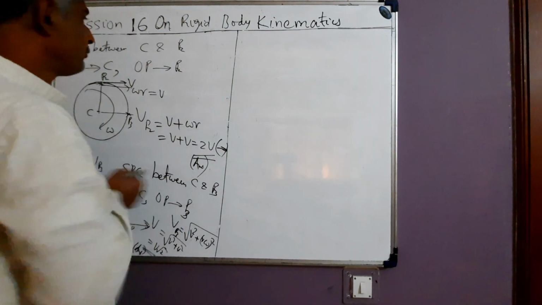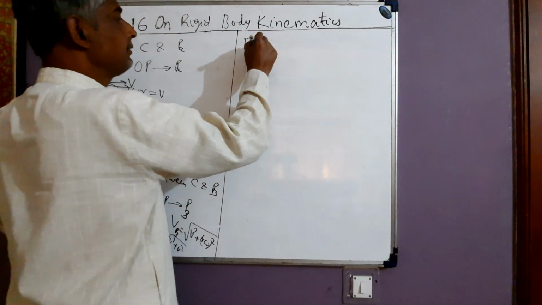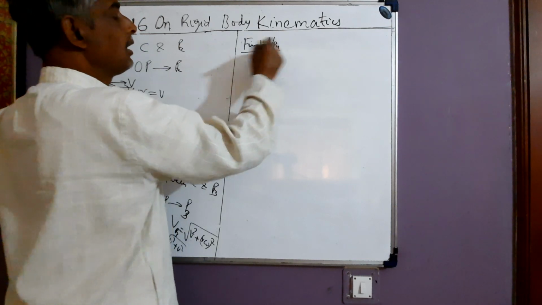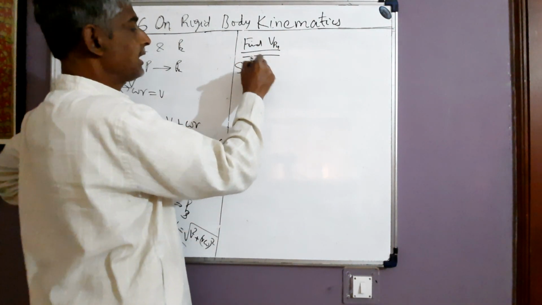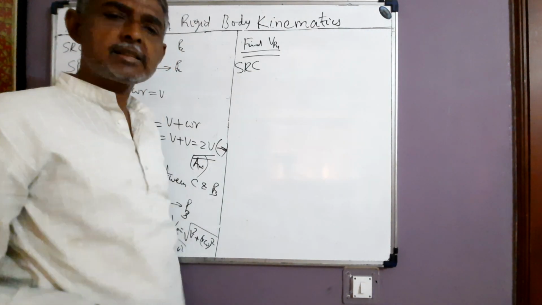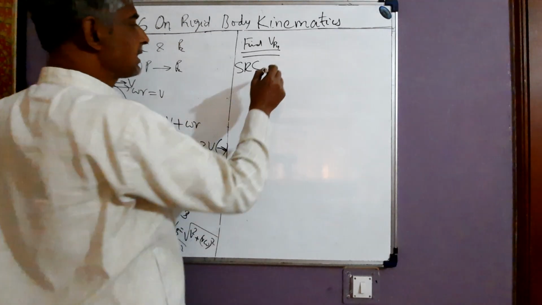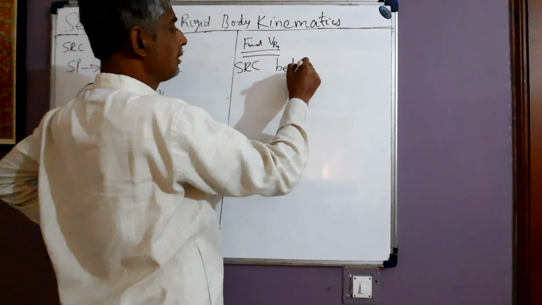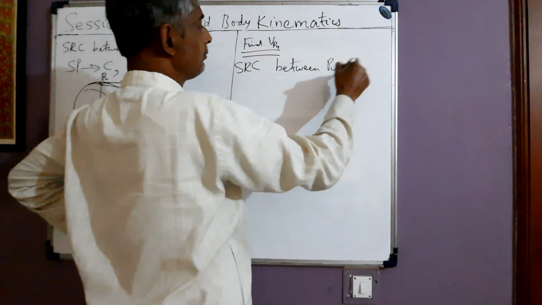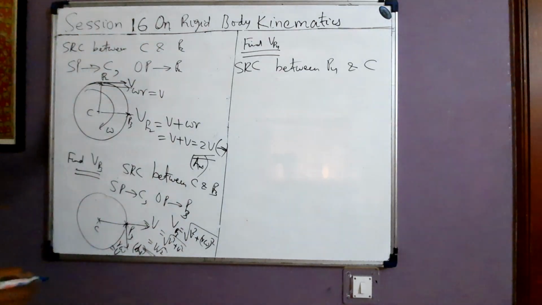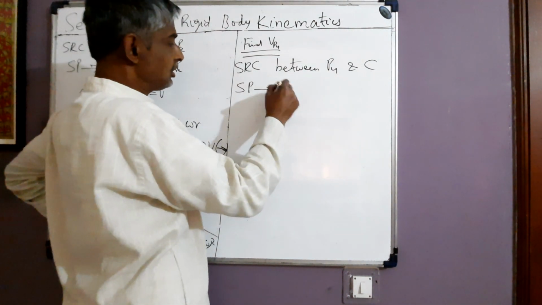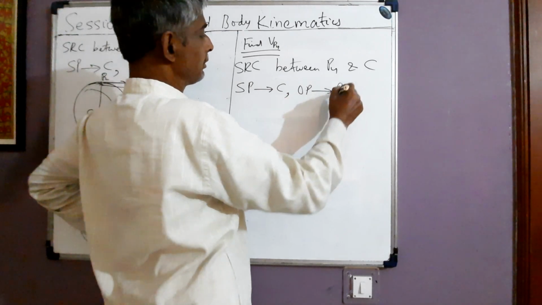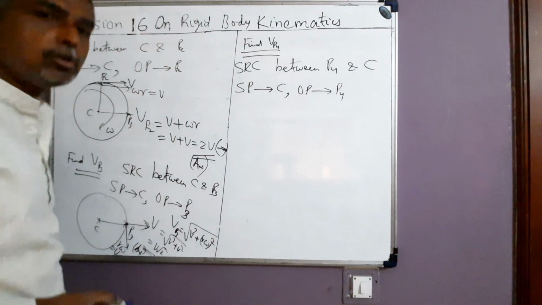Third, we have to find Vp4. Again, we use SRC for velocity between C and P4. SRC for velocity, we'll discuss in the next successive videos. There is also SRC for acceleration. SRC between P4 and C, so SP arrow C, OP arrow P4.